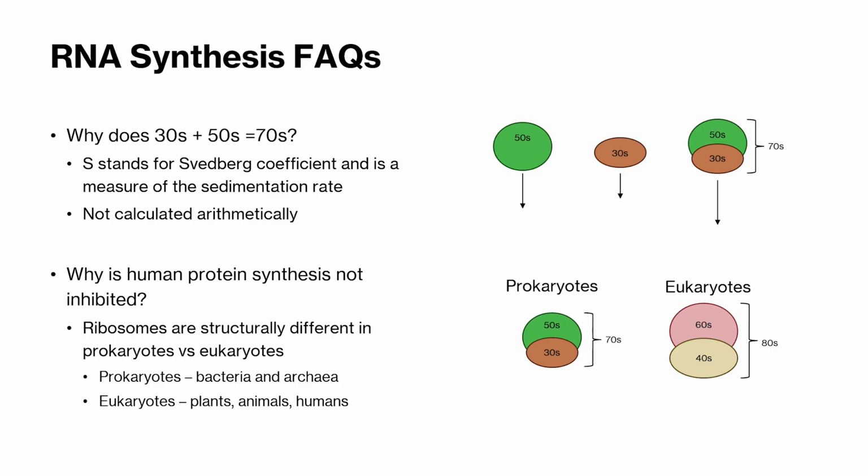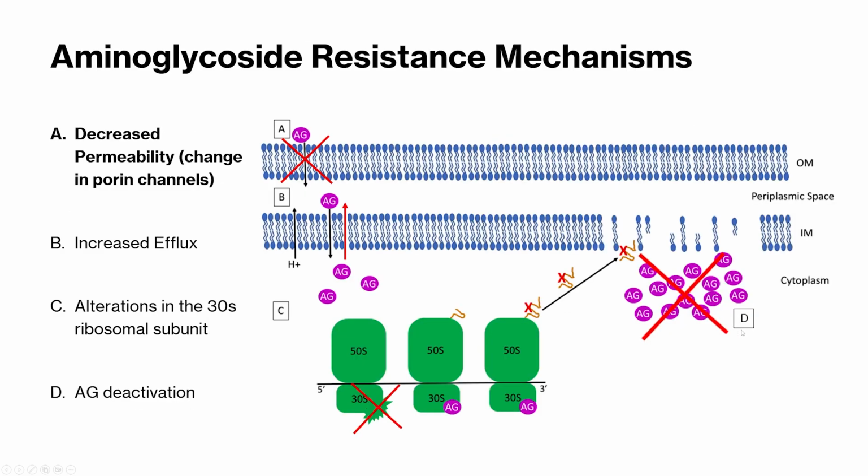So we have the 60S and the 40S, which equals 80S. And then they have the 30S and the 50S. So the drugs are so specific that they only bind the prokaryotic bacterial ribosomal subunit. They don't bind to ours, ideally.